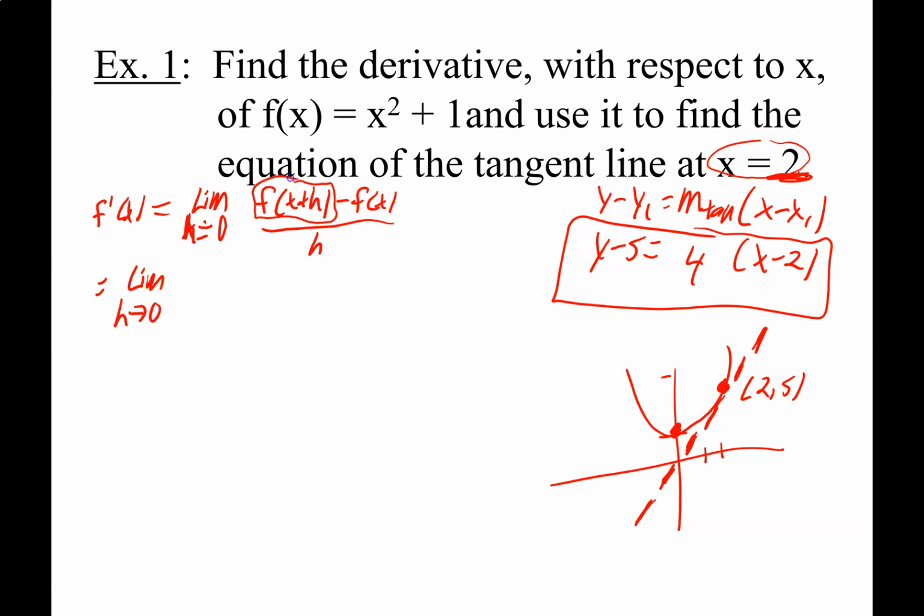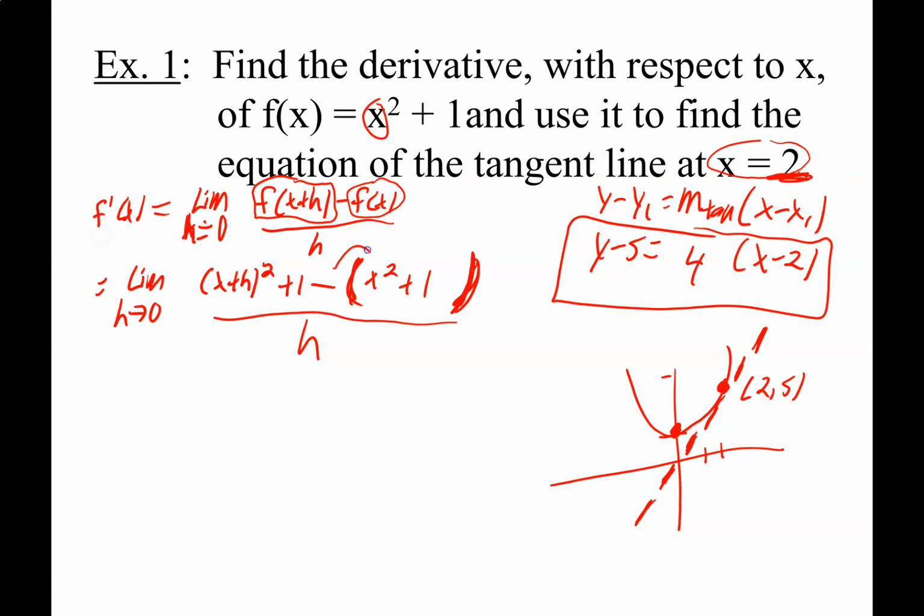Okay, this is the part that most people aren't crazy about. It just means I'm going to replace that x with an x plus h, so it's no big deal. So instead of x squared plus 1, it's x plus h squared plus 1. Subtract the original f of x, which is the quantity x squared plus 1, and then it's over h. Again, please make sure you take this whole quantity, put it in parentheses, because we're going to have some distributing to do. So, limit as h approaches 0.